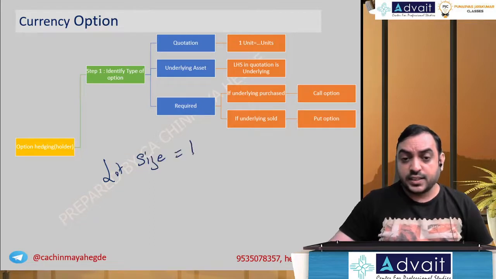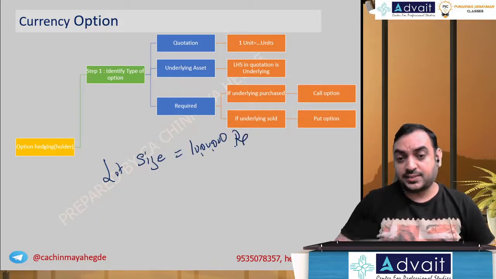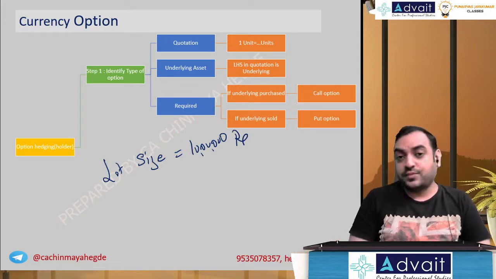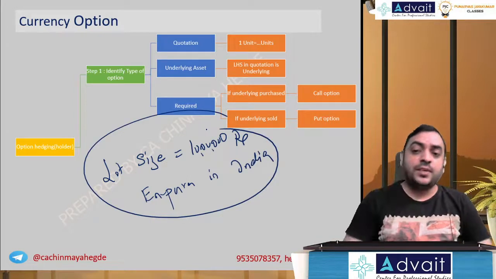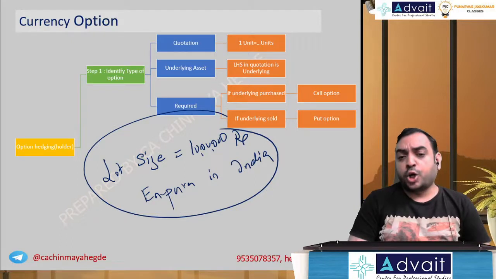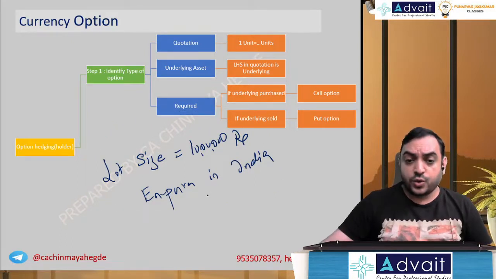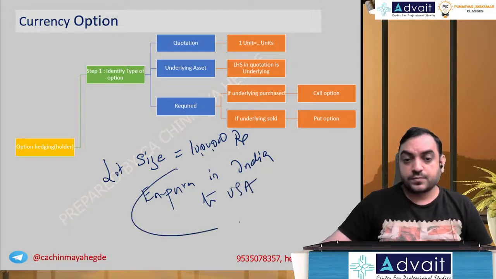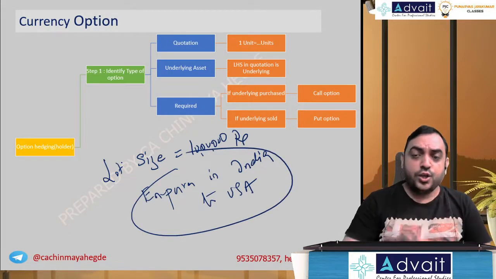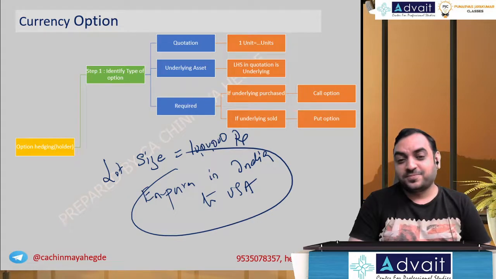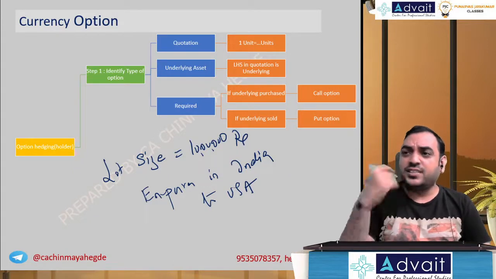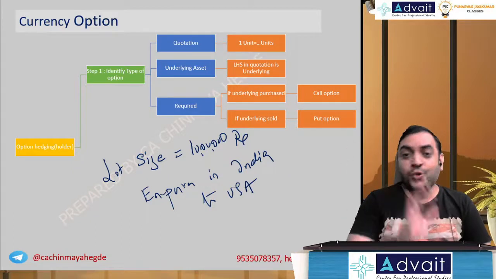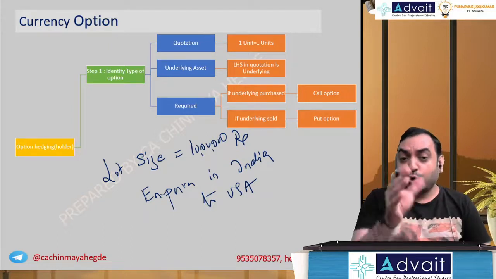Okay, now please let me see if you are able to do it. Lot size is 10 lakh rupees. You are talking about an exporter in India, exporting to, let's say, the USA. Can you tell me whether call option or put option is appropriate? Normally, straight away: exporter, sell, put option. But I told you, don't do that shortcut. It will not work. Look at the process.